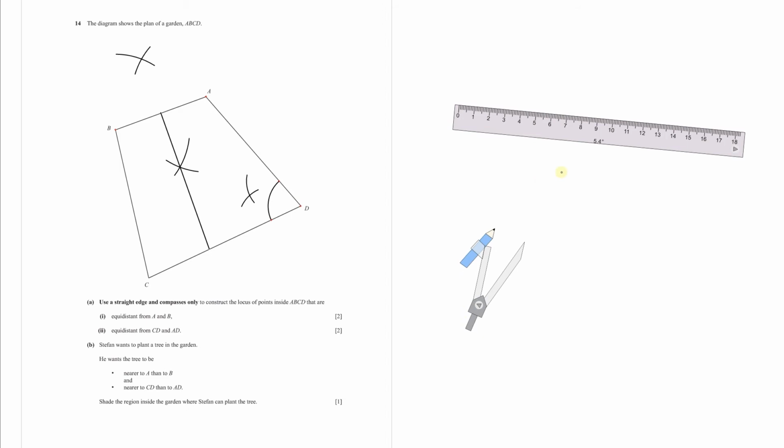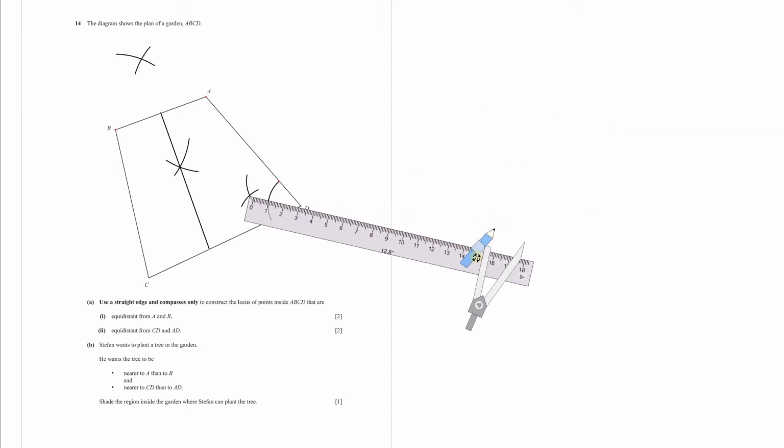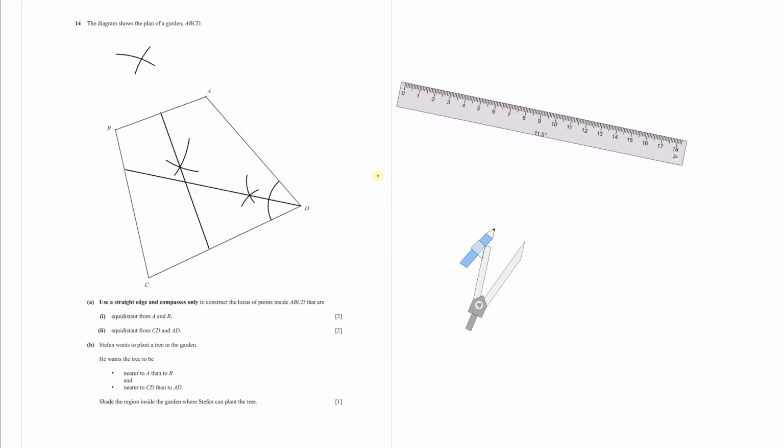So let's bring in the ruler. Again, we have to remain inside this quadrilateral. So I will have to draw from this point D up till this boundary BC. So let's connect here, and then I will draw, pass through that point and up till the boundary. So this is your angle bisector of angle ADC. So this will give you the locus of points that are equidistant from line CD and AD.